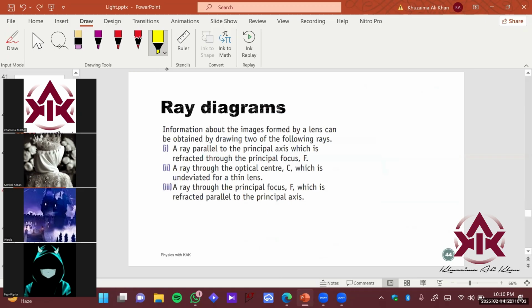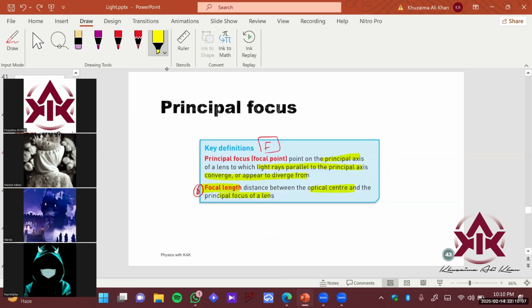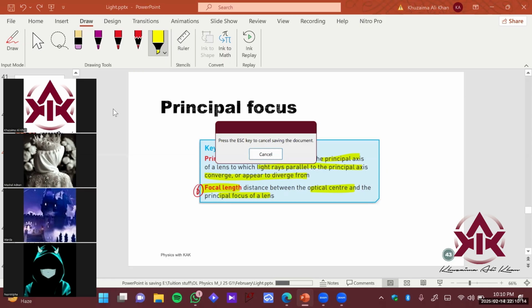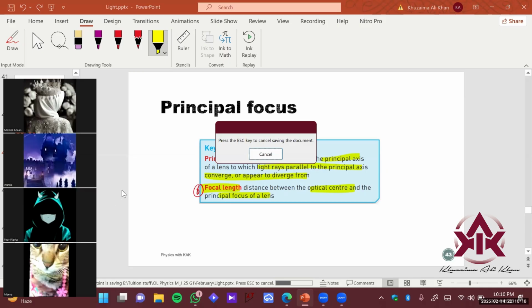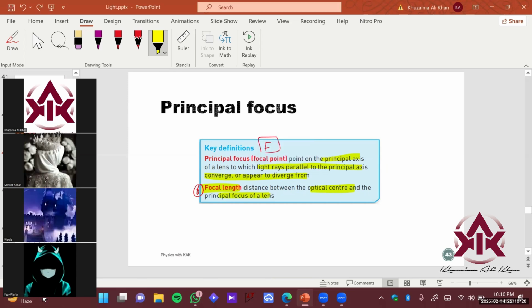Okay. So now we start with how do we create image diagrams. If it is clear till now, give me a thumbs up. What types of lenses do we have? How do we pass a ray, and what are the different points on the lens over here? If it is clear, give me a thumbs up.